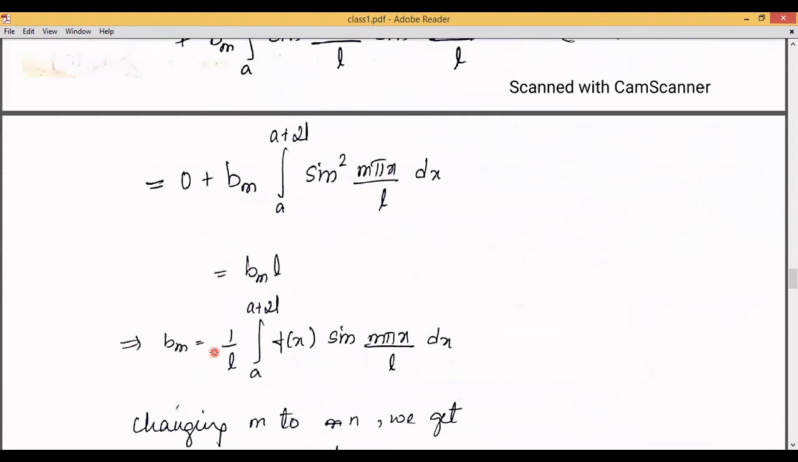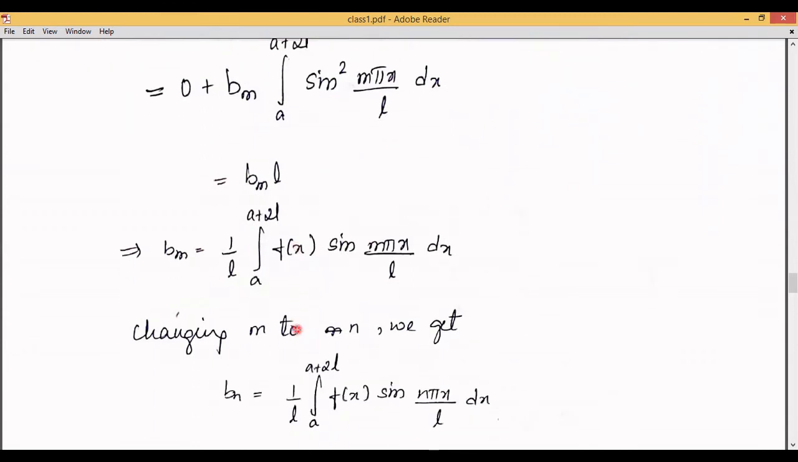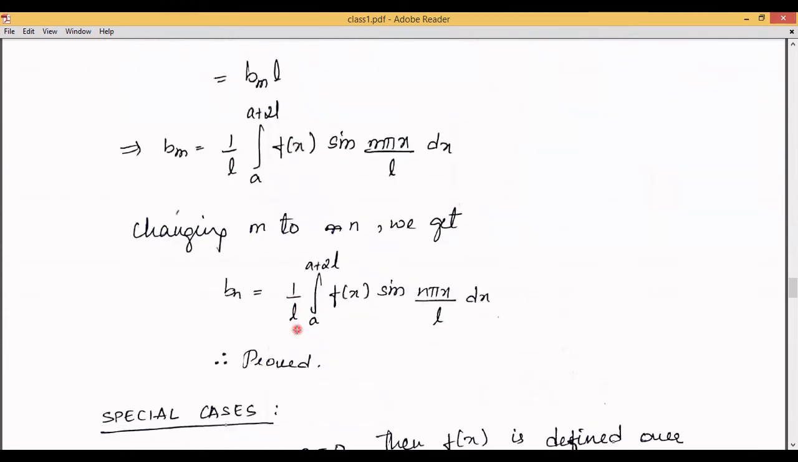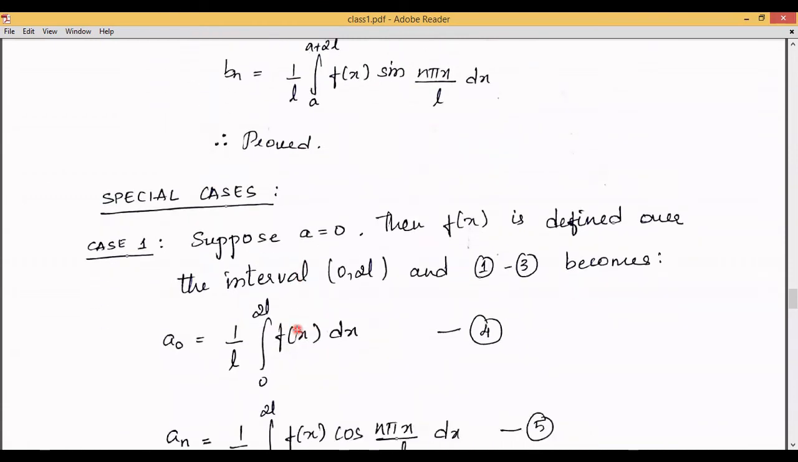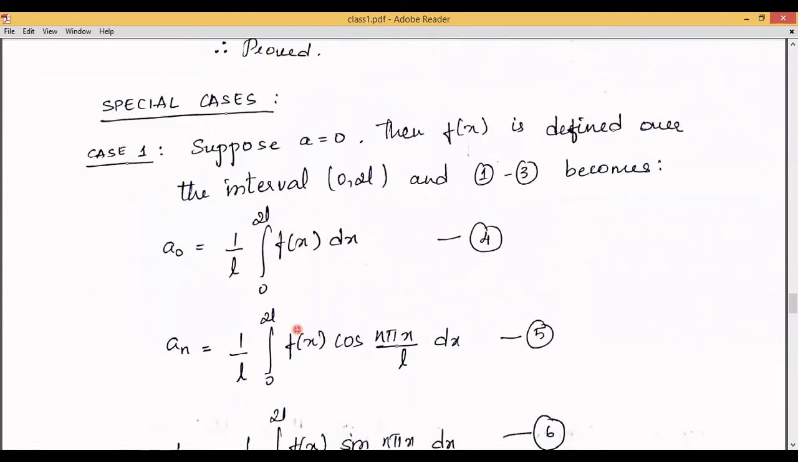Changing m to n, we get bn is equal to 1 by l integral a to a plus 2l f of x sine n pi x by l dx. Therefore, we have proved all three of Euler's formulas. Okay, so let's start with the special cases. There are four special cases. Okay, we'll go through them.